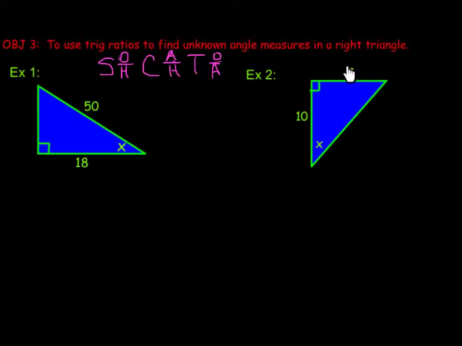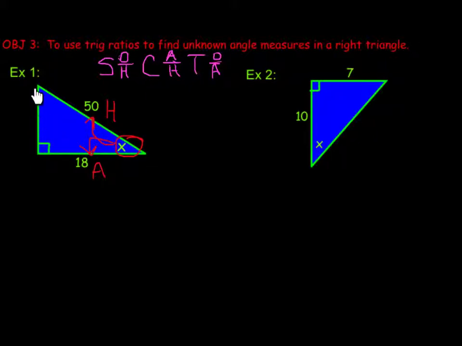We're going to circle our angle. That's how we start every single time, no matter where we're doing these. Circle our angle, and then we identify the two sides that we have given you. There's one, there's the other, and you'll identify the 50 hopefully as your H, your hypotenuse, and your 18 as your adjacent.